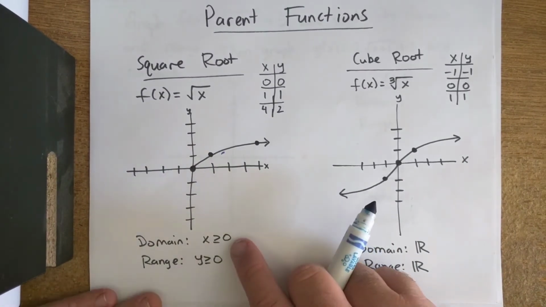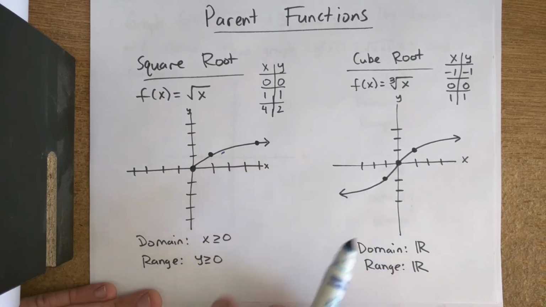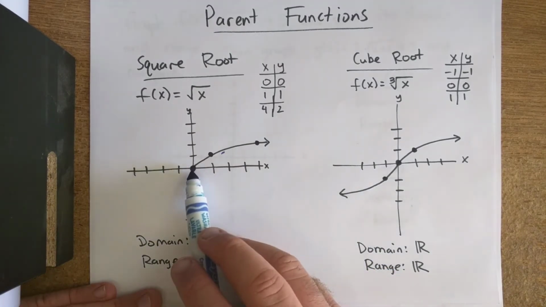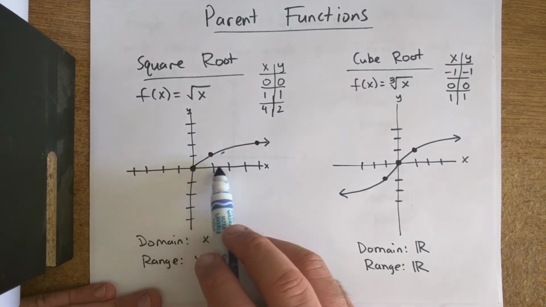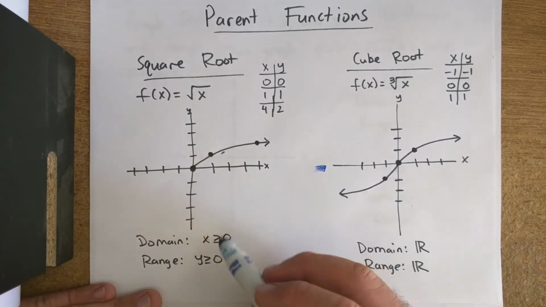And then we have the domain and range. The domain is x is greater than or equal to 0. Remember that domain is all your x values. And if you look at your function here, on the x-axis it starts at 0, and then it never stops. So it's all x values greater than or equal to 0.